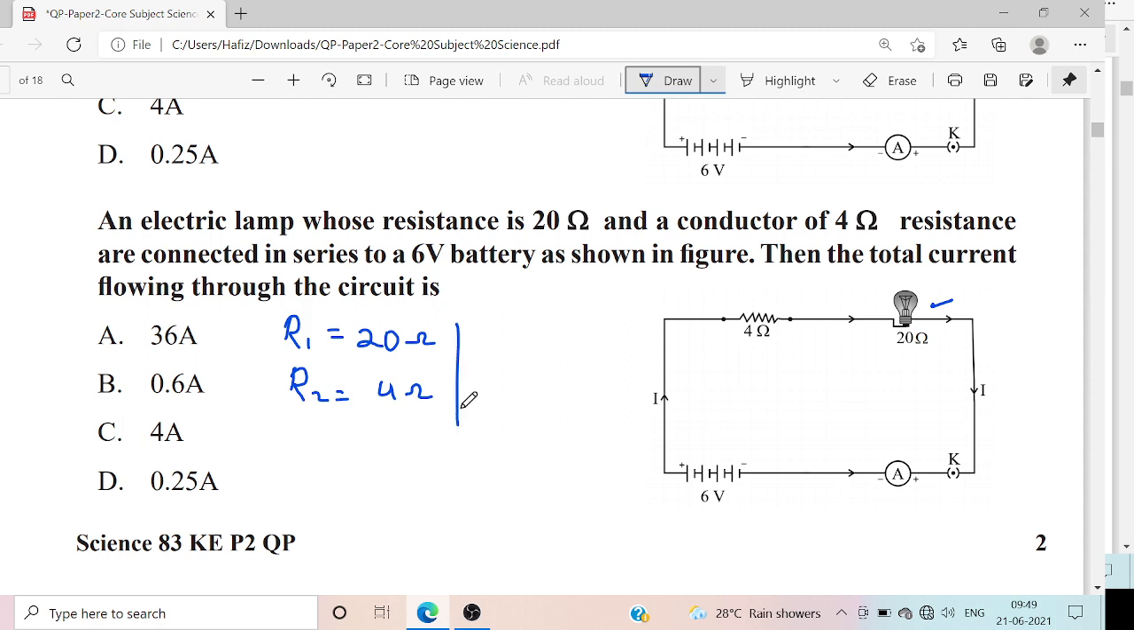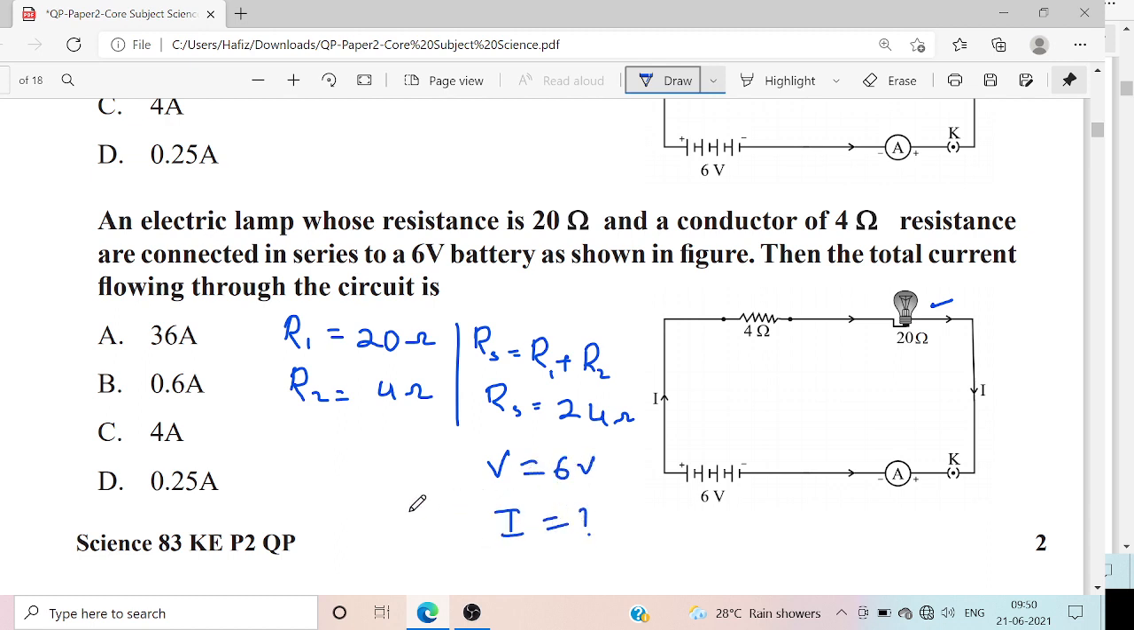Since they are connected in series, first we will find the equivalent resistance of the circuit. Resistance in series is equal to R1 plus R2, that is 20 plus 4, which is 24 ohm. The circuit resistance is 24 ohm. Now, these two resistors are connected in series to a 6 volt battery. The voltage is also given here, that is 6 volt. You have to find the current.